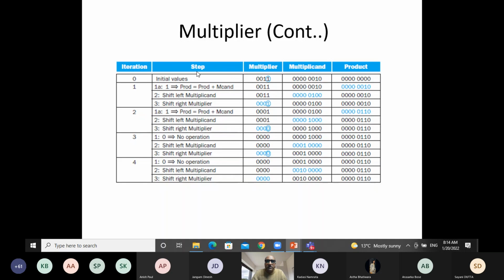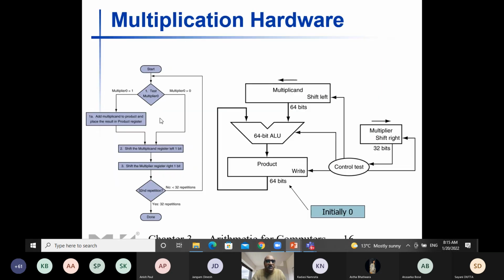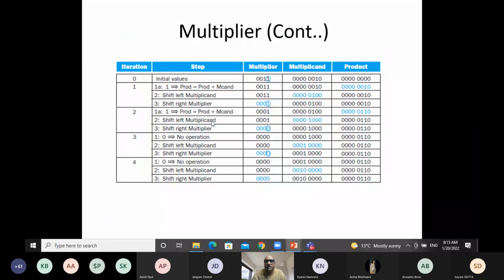Here this particular table shows the steps I have mentioned earlier. The steps can be illustrated by observing the contents of this table, because these are the same steps mentioned in this flow chart, whereas this is for 32 bits. Here, instead of 32 bits, we mention 4 bits for the sake of simplicity. For illustration purposes, a 4-bit multiplier and a 4-bit multiplicand have been taken, and then we'll visualize how the product can be generated.